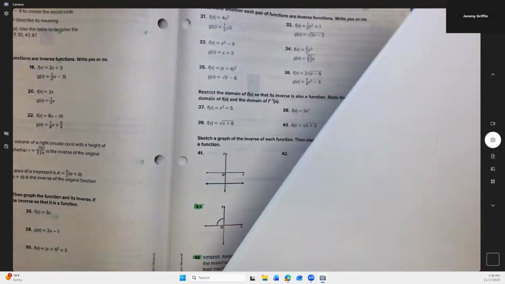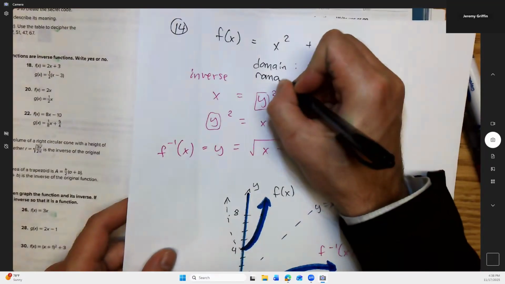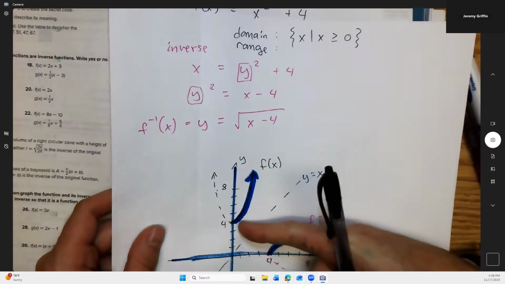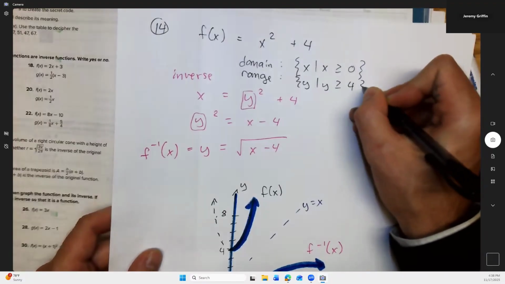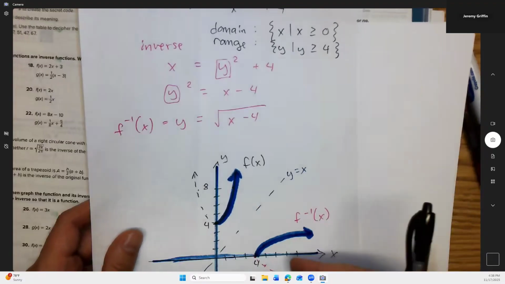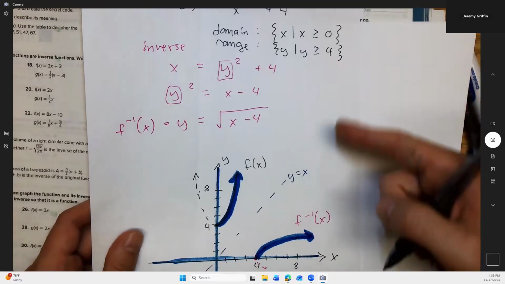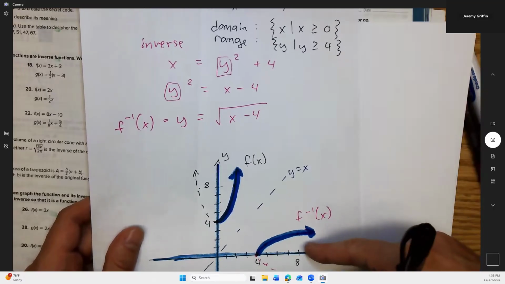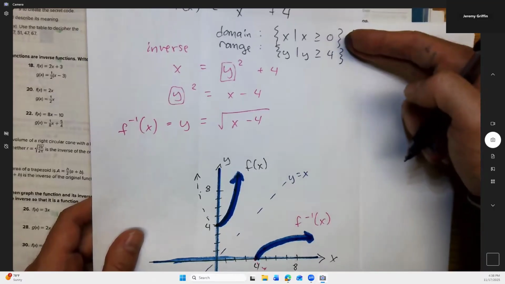It's all good. You guys notice too that the domain and range swap places. So this has a range. Here, I'll write this out. Range, going back to the original, well, it starts at 4 and then goes up. So it's y such that y is greater than or equal to 4. Now, the domain of the inverse is 4 to infinity, which looks like the range of the original. And the range of the inverse, well, I'm going to cut off at 0 and just go 0 and up, matches the domain of the original, 0 and up. That's how domain and range also swap places.